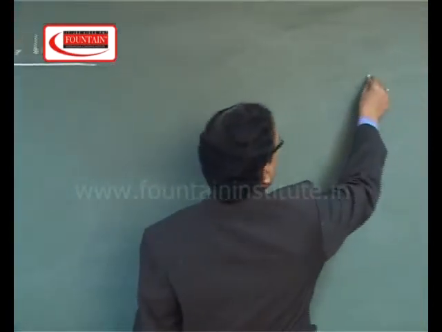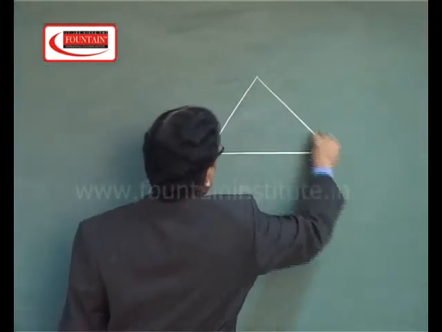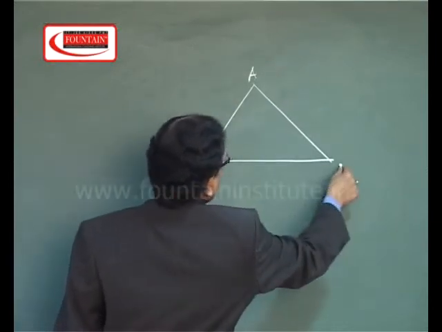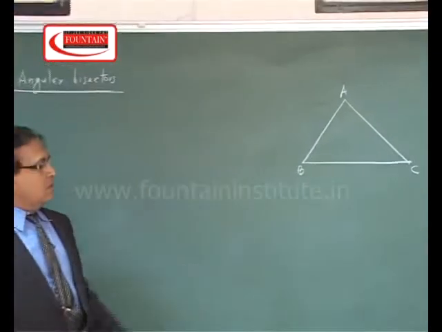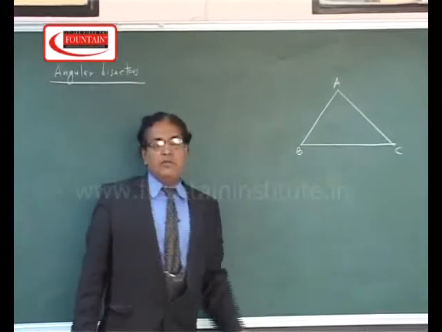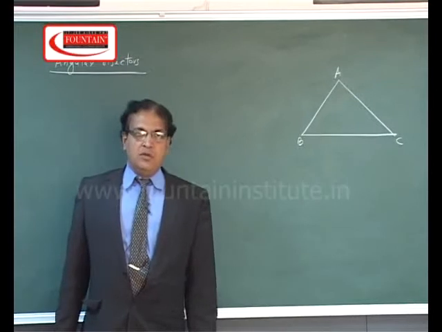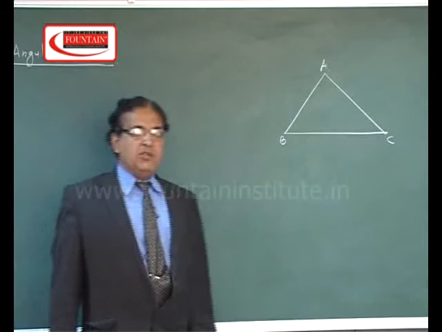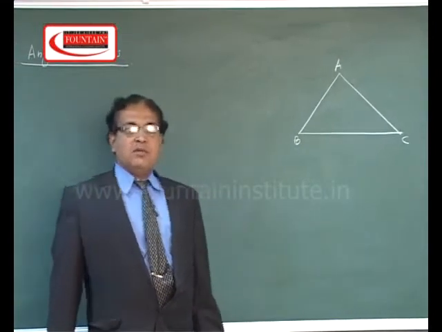Now, in a triangle ABC, we consider the angle B. There will be two angular bisectors of angle B. One will be the acute angle bisector, the other will be the obtuse angle bisector. So, for any angle formed out of the meeting of two straight lines at a particular point, there will be two bisectors like this.